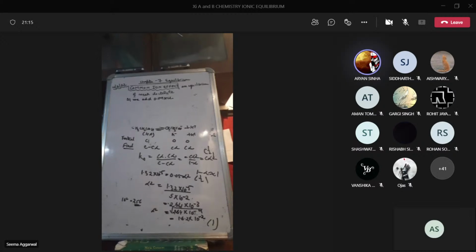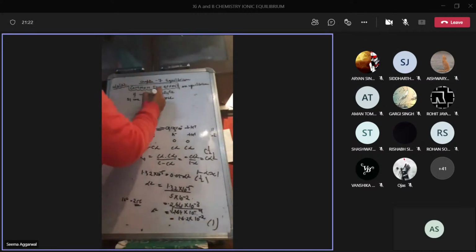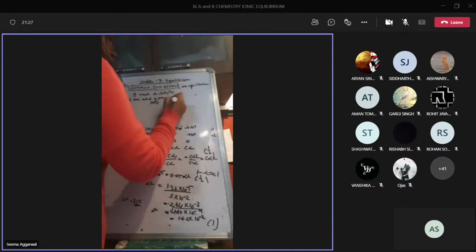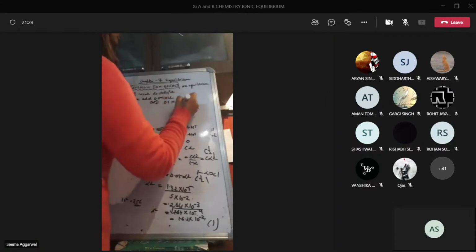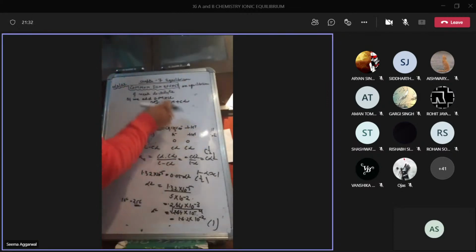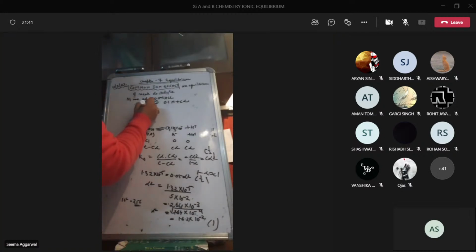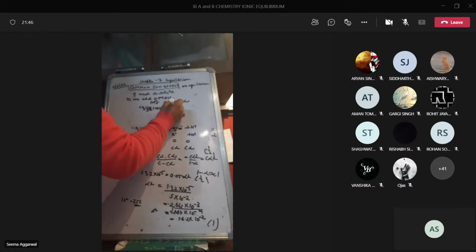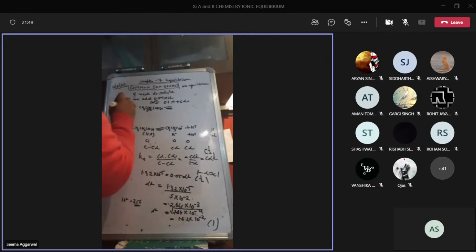Ma'am, it will be C alpha plus 0.1. Okay, so the amount of H plus ions will be 0.1 plus C alpha. Yes or no? Initially it was C alpha. Now when we are adding 0.1 molar HCl, the amount of H plus ion will be 0.1 plus C alpha. Now what about propionic acid? Suppose I am taking it at equilibrium.